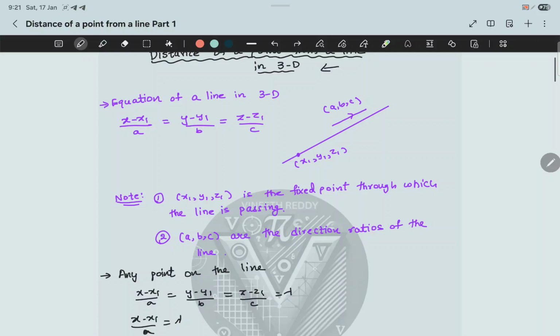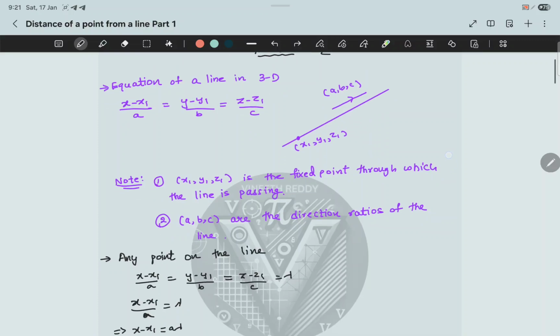Also in this video, we will be focusing on 2 to 3 aspects, that is how to find the foot of the perpendicular of a point from a given line, and also how to find the image of a point with respect to a given line, also how to find the distance of a point from a given line. Distance here is perpendicular distance. So in this video, we will be covering these topics.